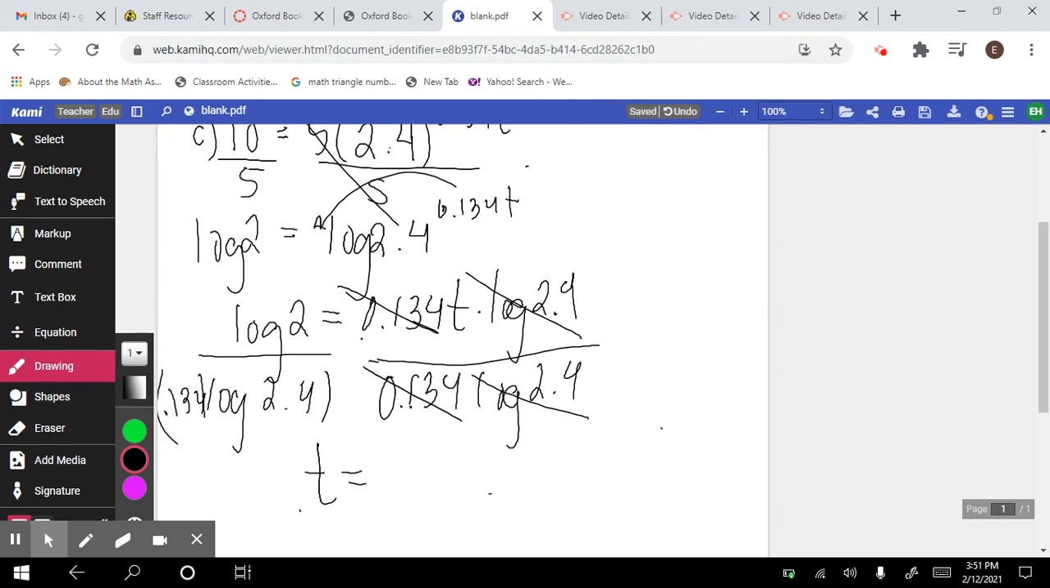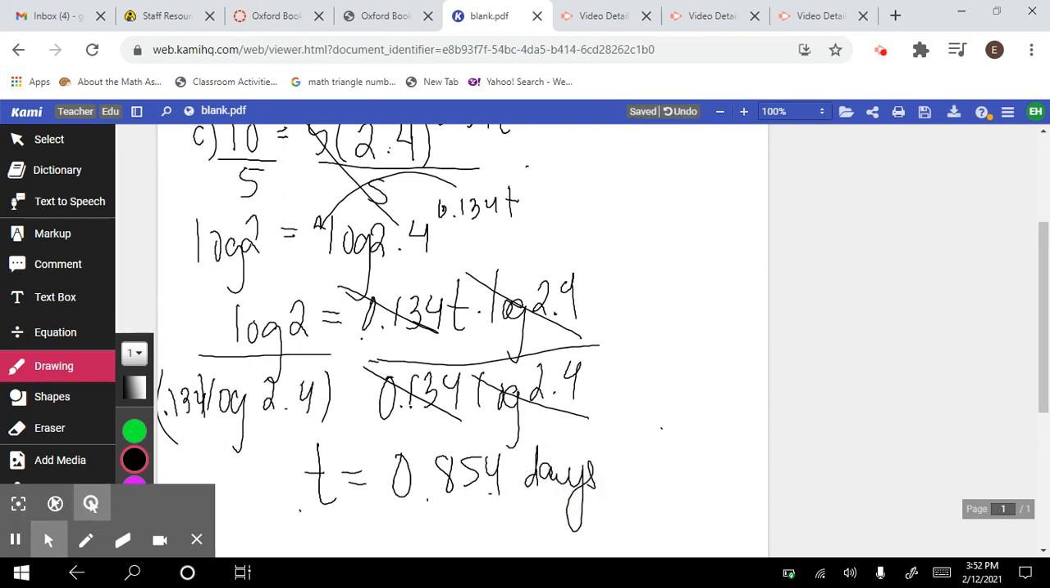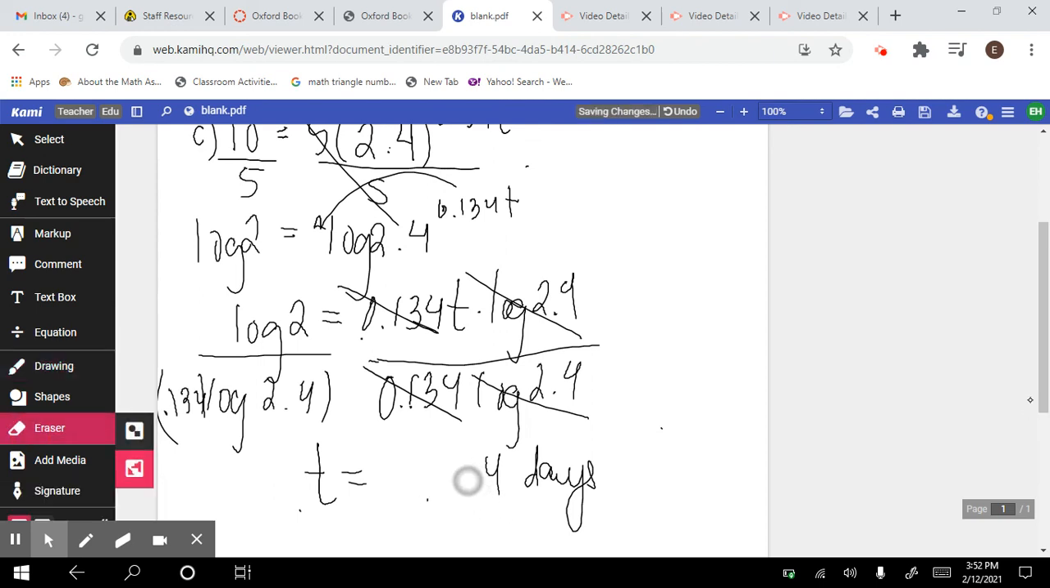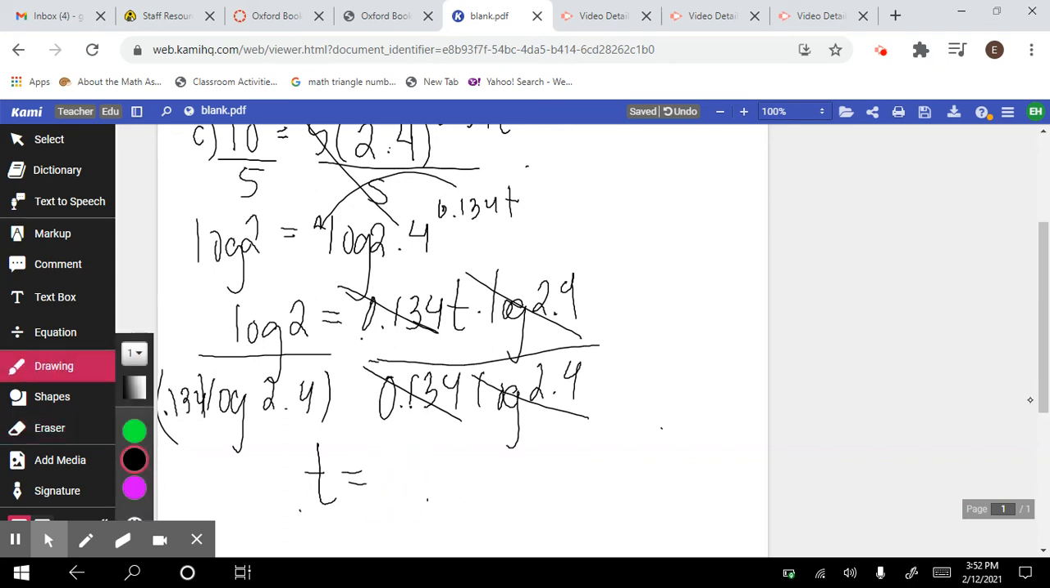So let me calculate this real quick. Log of 2 divided by 0.134 log of 2.4, and we have our time, 0.854 days. Nope, that's not right. I think I plugged something wrong into the calculator. I just double checked it. Hang on. That's what happens if you forget some parentheses. There we go. 5.9 is what it should be. I forgot to put parentheses around this part when I divided.